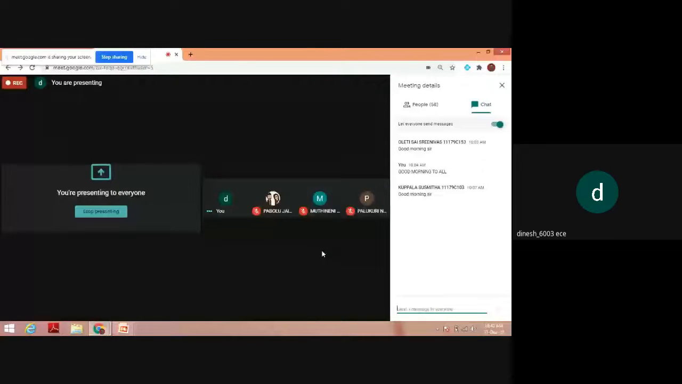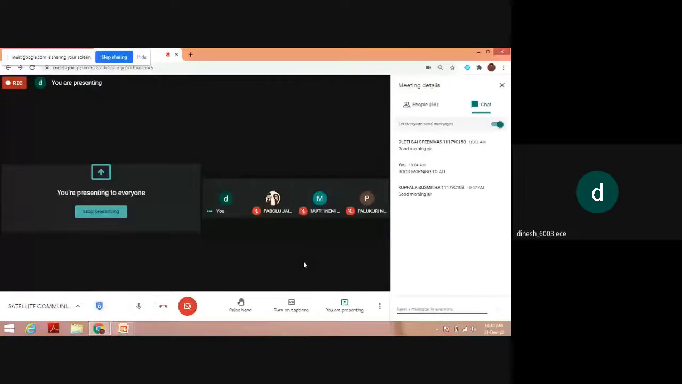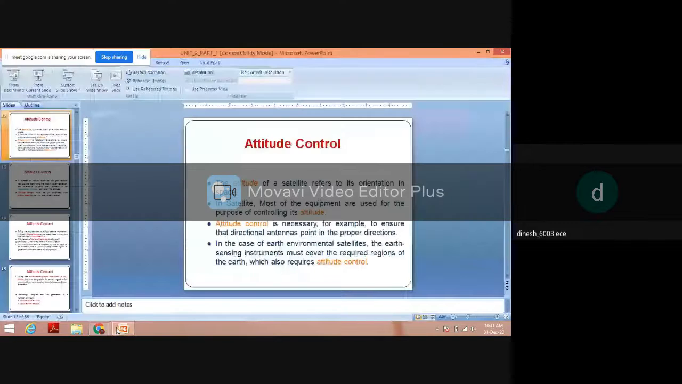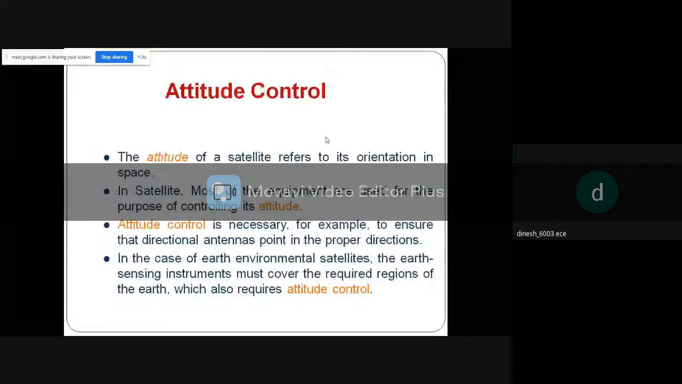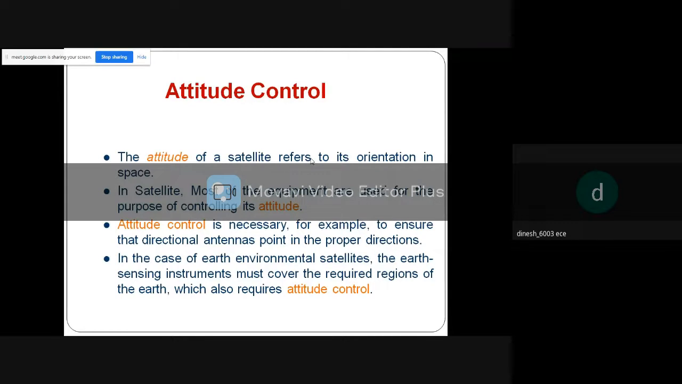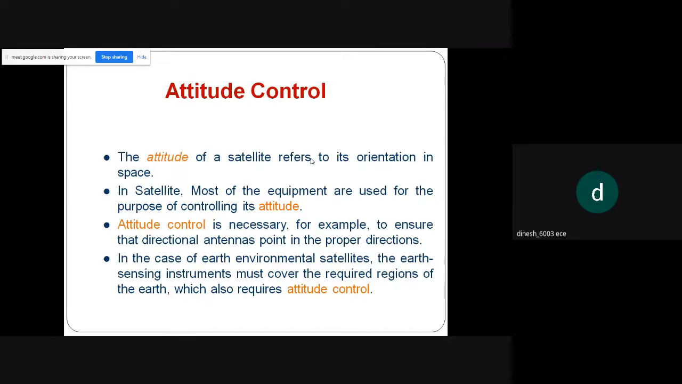So if no queries, I'll move on to the next subsystem, which is attitude control. The attitude control plays another major role in the satellites. In a satellite, most of the equipment is used for the purpose of controlling its attitude. Attitude refers to its orientation in space.